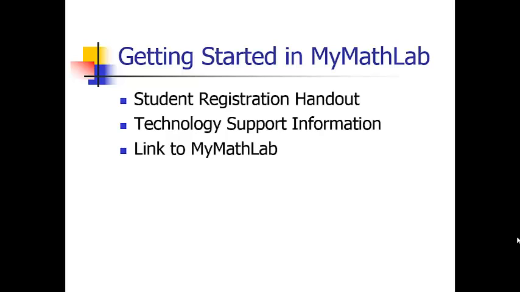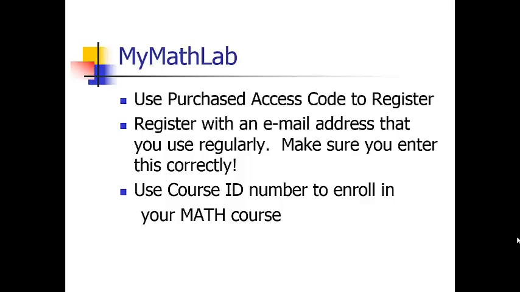So you don't have to use that link every time, but it's good the first time that you're going to set up your account and register. So My Math Lab, you will need to purchase the access code to register. That's either from the bookstore or online. When you register, make sure you use an email address that you check regularly, and make sure that everything's entered correctly so that you don't have problems accessing it later because of a typo. And then you'll use the course ID number provided in your syllabus to enroll in Math 116.